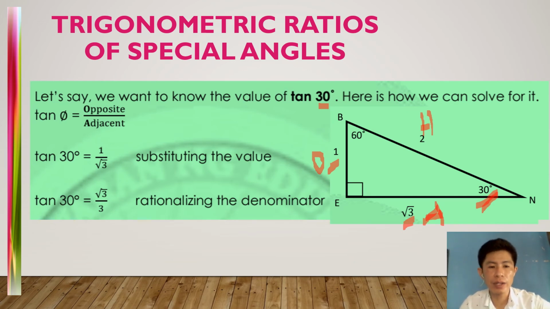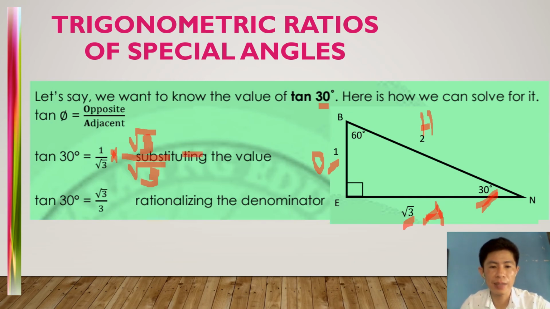Since meron tayong radical sign sa ating denominator, kailangan natin siyang tanggalin by multiplying a number na mawawala yung ating radical sign. So, kailangan natin siyang i-multiply ng the square root of 3 para maging perfect square numbers yung ating denominator. So, kung magmumultiply tayo sa denominator ng the square root of 3, sa numerator, kailangan din natin magmultiply ng the square root of 3 also.